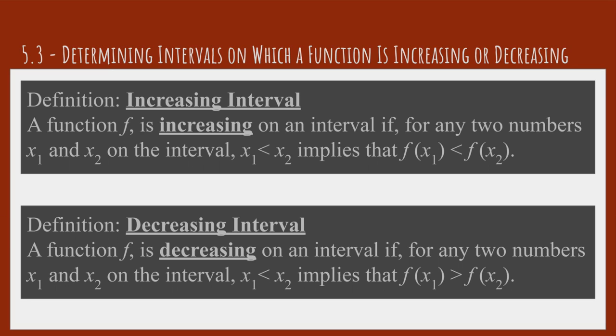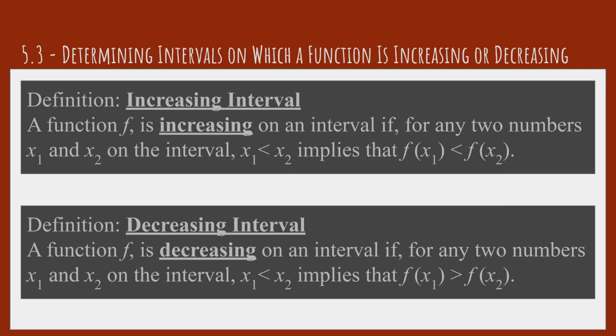I'm going to look at the graph and how that applies to the definitions in a minute, but essentially a function is going to be increasing if we pick any two x values on the interval, and if the first x value is to the left of the second x value, then when we plug those into the function, the first y value would be smaller than the second. So it would make sense if the function is increasing for a value to the right to also be bigger.